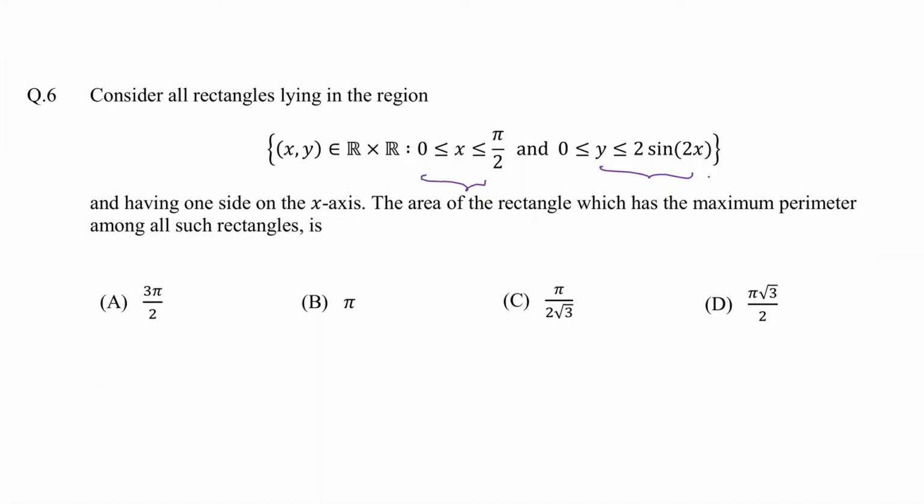So first, let's understand the graph and how the rectangle is going to be there. The graph of this one is going to be something like this. So we are taking angles between 0 to pi by 2 only. So this one is going to be 0 and this one is going to be pi by 2. So 2x will become pi. So sine of 2 times pi by 2 is going to come as 0, and sine 0 is also going to come as 0. So this is the curve that they have given.